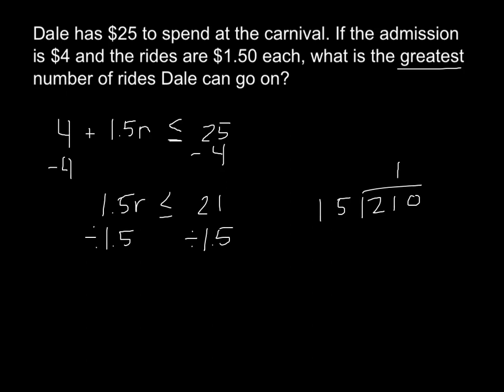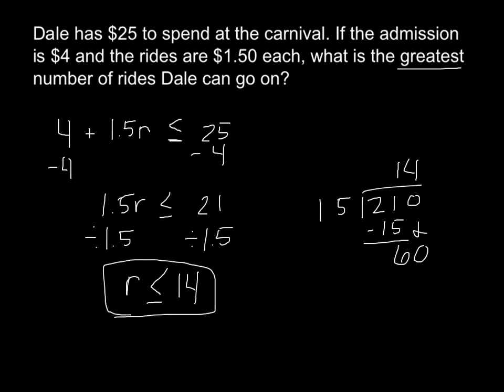15 goes into 21 once. If I take 15 away, I would get 6. Bring down my 0. Well, I know 2 15s is 30, 2 30s are 60. So I've got 4 15s that will go into 60. So I would get r is less than or equal to 14 rides. So that means he could go on 14 rides. He could go on 13, 12, 11, 10, 9, 8, 7, 6, 5, 4, 3, 2, 1, or no rides. But he's going to have to spend at least $4 to get in. So he can go on 14 rides. That's the biggest number, but he could go on less too if he didn't want to spend all of his money in one spot.